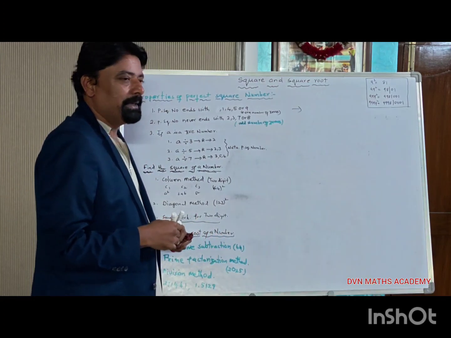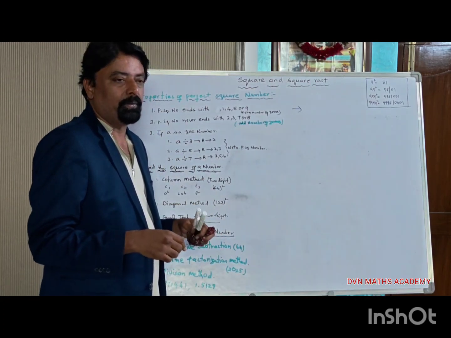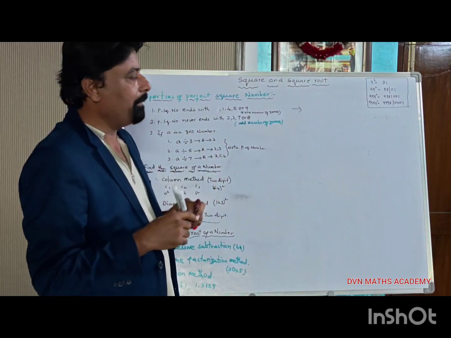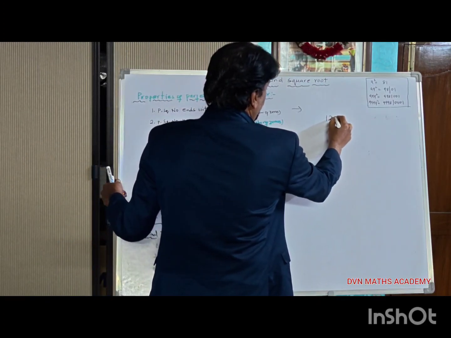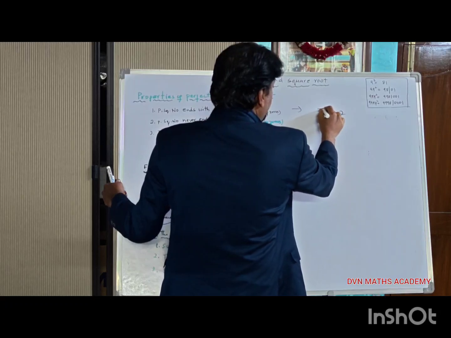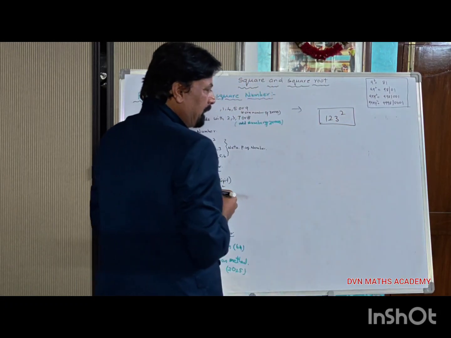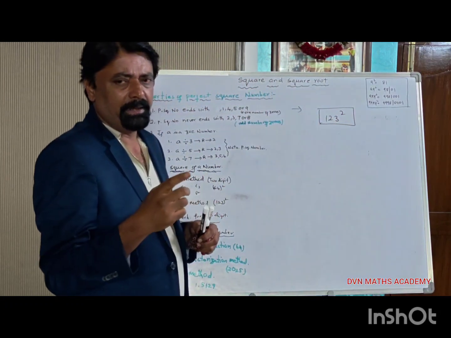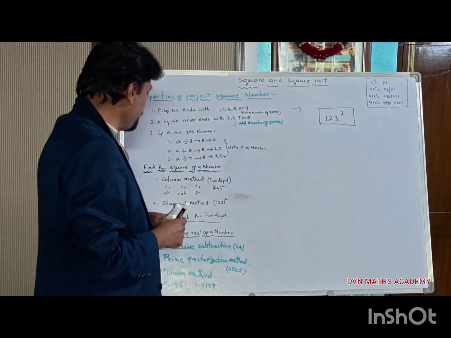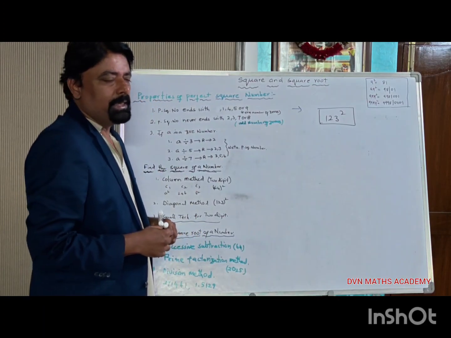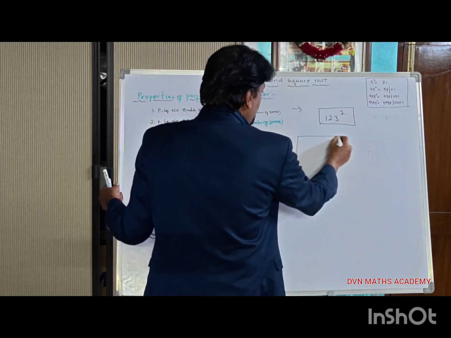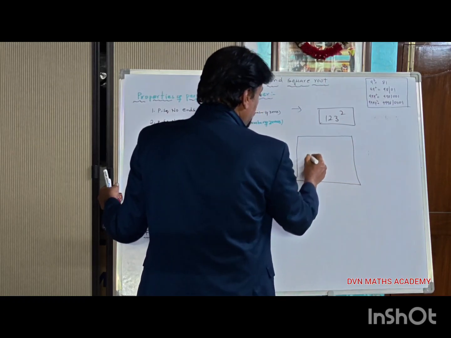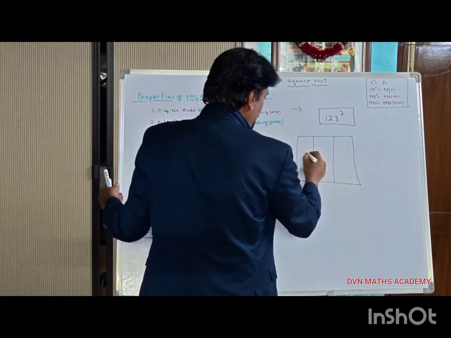So in the diagonal method, according to the given number you make a square. Here I take one example, 123 square. This is a 3-digit number. I am finding the square of 123 by using the diagonal method. So 3 digits are there, and you draw a 3 into 3 square. This is my 3 into 3 square.